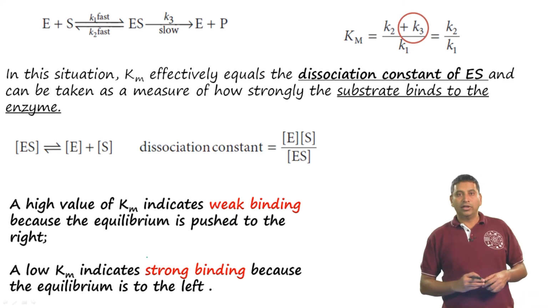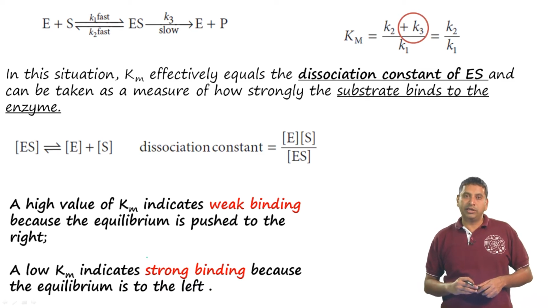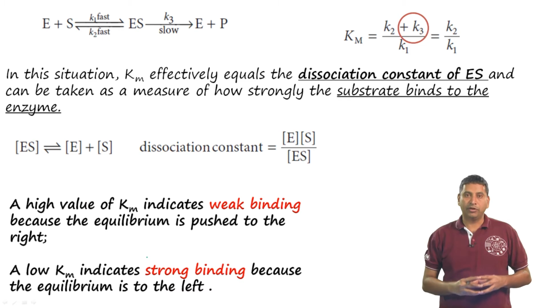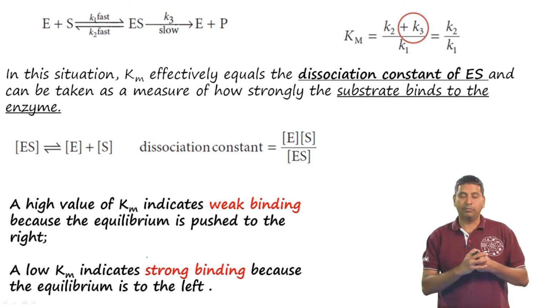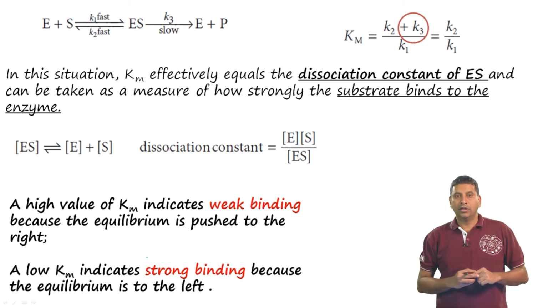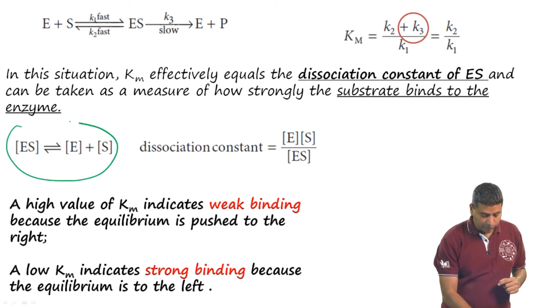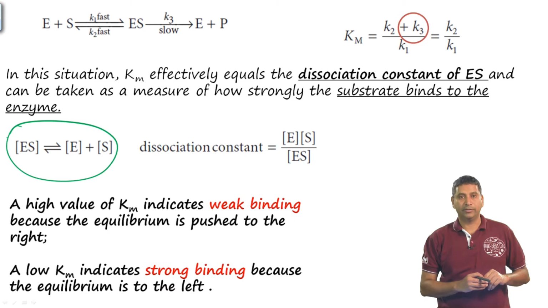In this situation the Michaelis-Menten constant Km effectively equals the dissociation constant of the enzyme substrate complex, and it can be taken as a measure of how strongly the substrate binds to the enzyme. So, for the equation that we are looking at here, ES going to E plus S, this is the equilibrium that we are looking at.